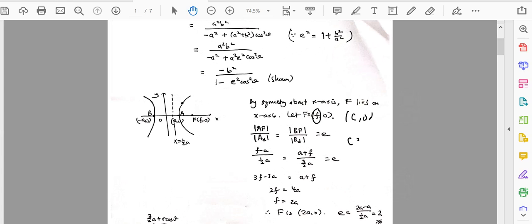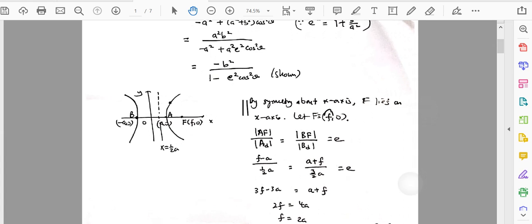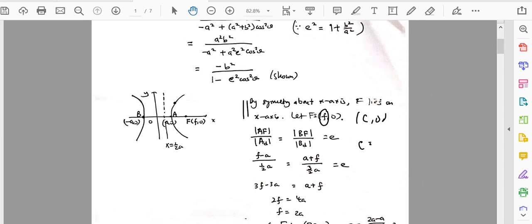So in this solution, the argument is, first of all, why is it C0? Or in this case, I avoid using the letter C, I use F0. Why is the focus on the x-axis? Because there's an assumption the minute you say F0 or C0. So a brief explanation: because of symmetry about the x-axis, if you look at the equation, it is symmetrical about x and symmetrical about y. By symmetry about the x-axis, the coordinates of F are of the form F0.